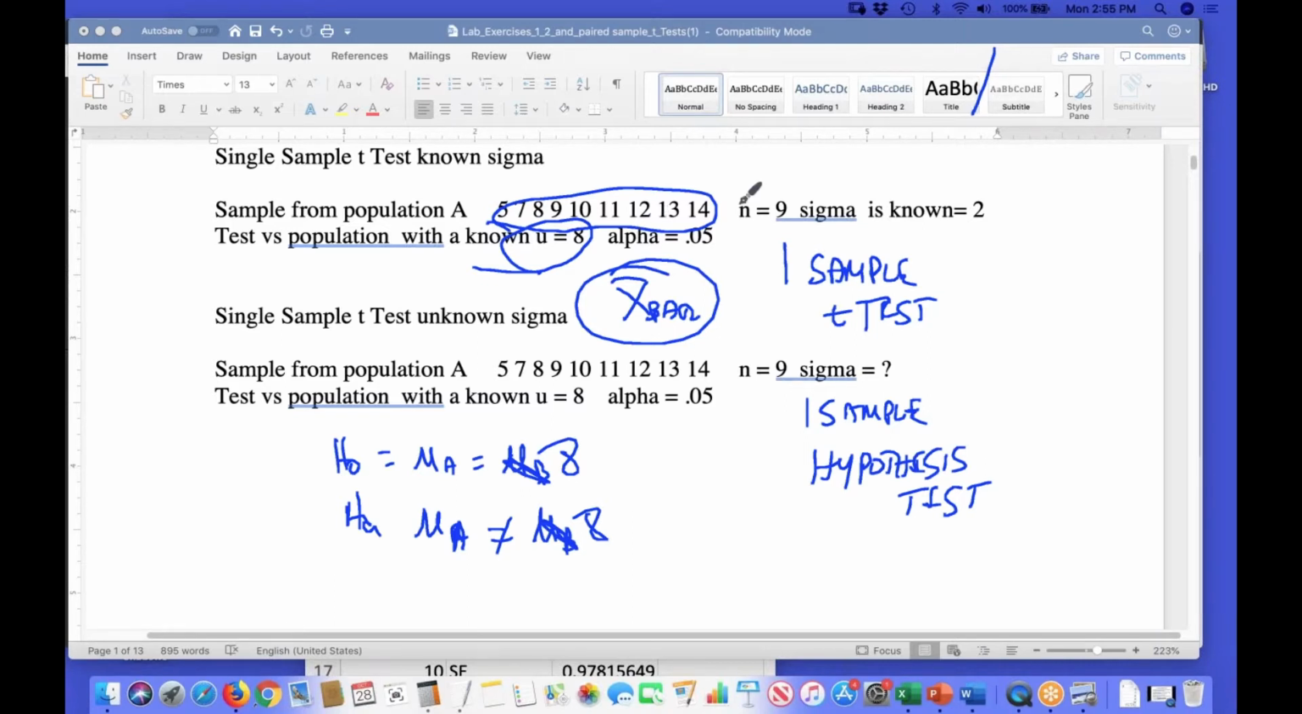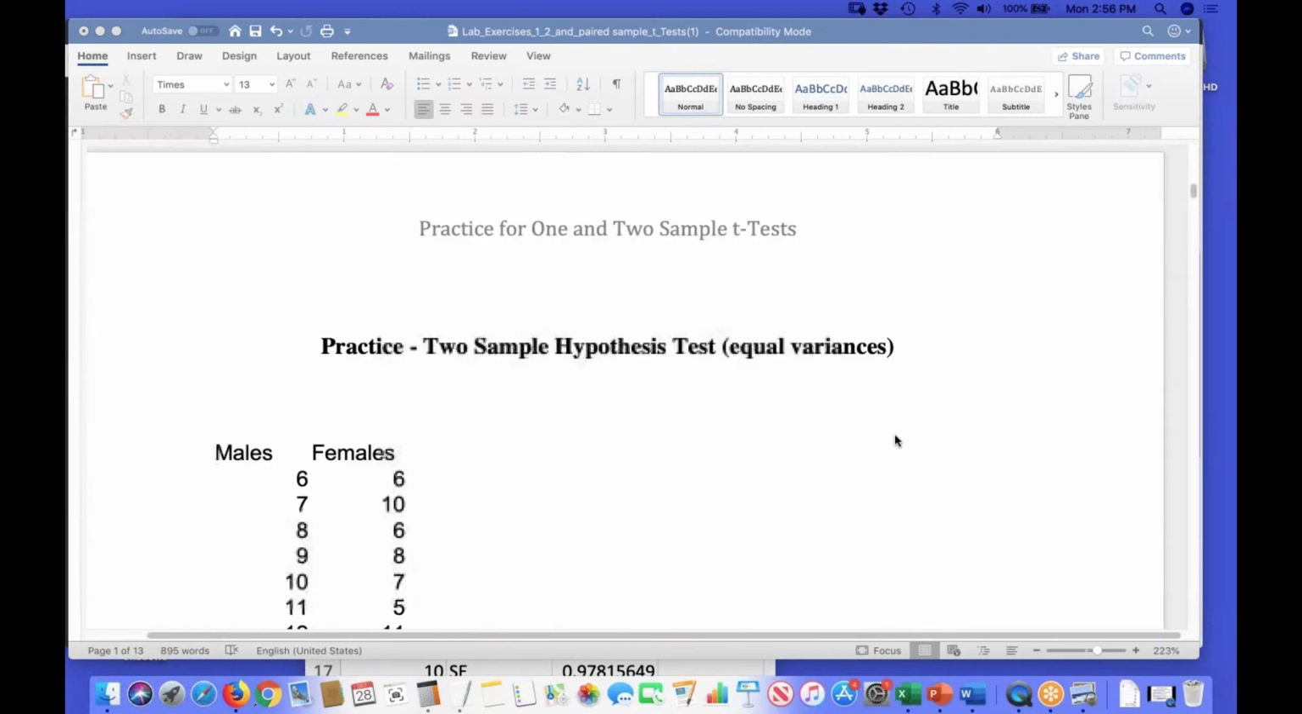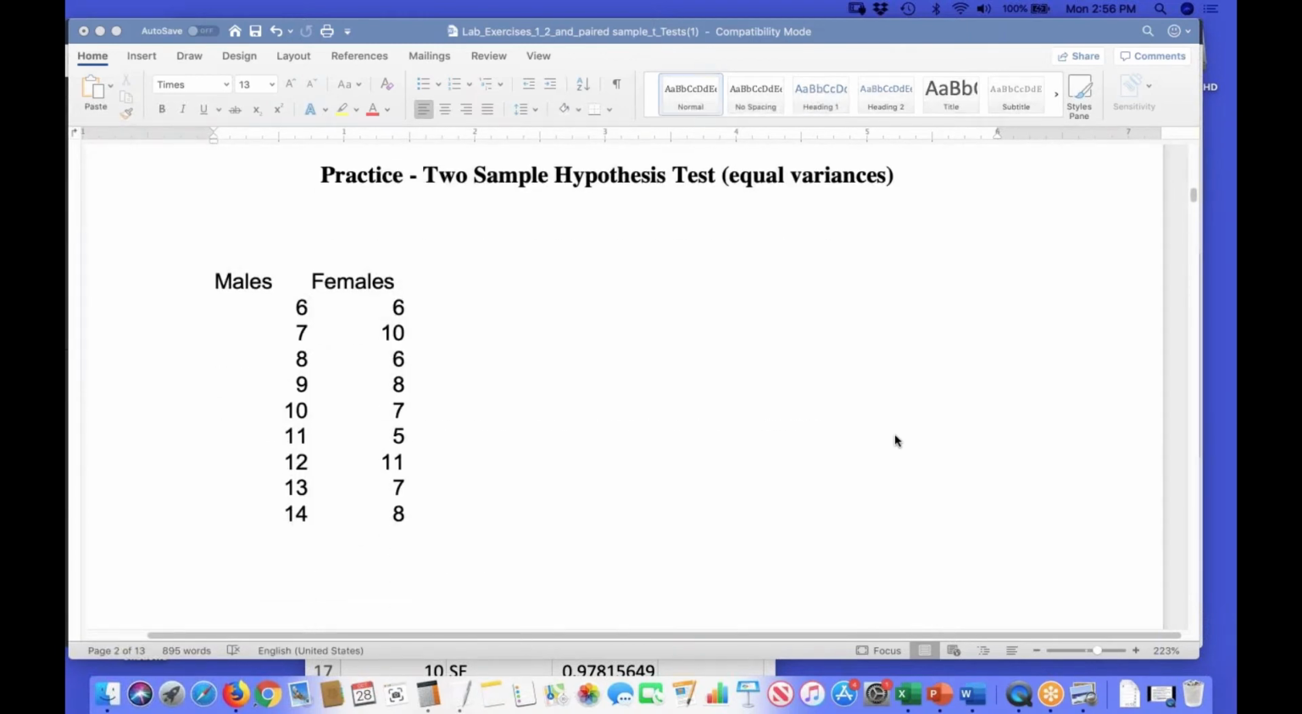Okay, so now I'm going to clear this out. And unfortunately, we're not always going to be looking at single sample hypothesis tests. Often, we will be looking at two different samples. In fact, more often than not, we would be looking at two different samples. Okay, so let's say whatever these scores represent, we broke this up into two. We randomly sampled 9 males. Is it 9? Yeah, there's 9 values there, and 9 females.